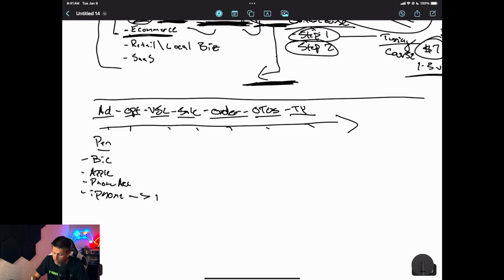And then you run them to an iPhone product, right? Perfect targeting. iPhone people, iPhone case. Guess what? It's not very hard to sell. It's perfectly aligned, okay?